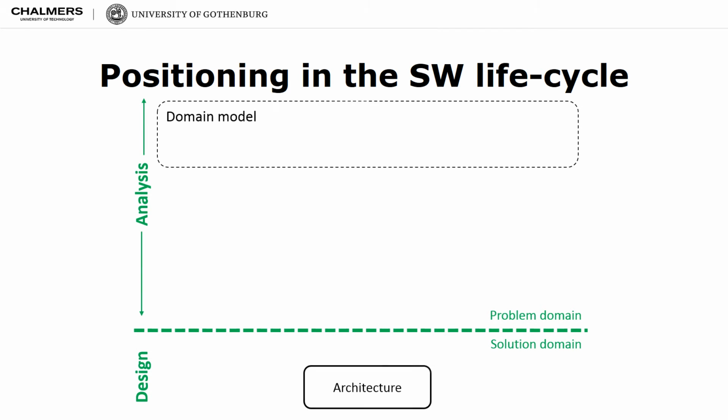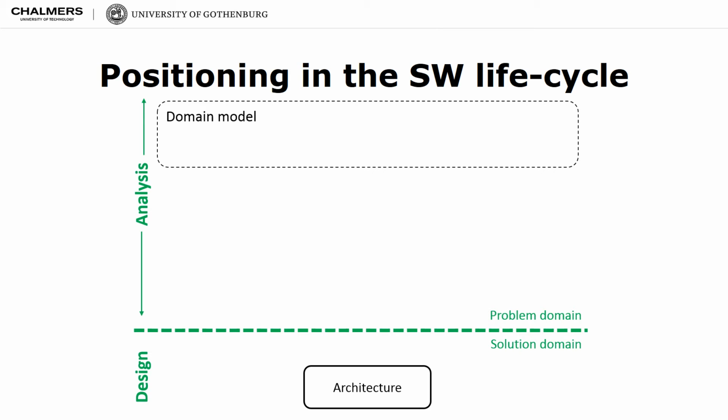The previous distinctions may become clearer when we look at the positioning of domain models in the software lifecycle. As you know, we have two intertwined phases of analysis and design. At this point, it should be clear that the architecture is the first step into the solution domain, where you start designing what your system is going to look like.